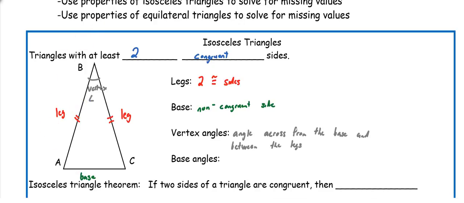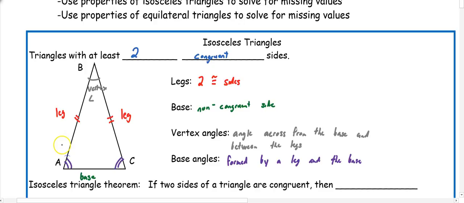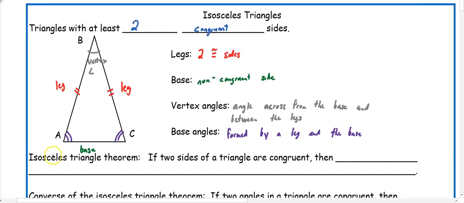And then we also have two base angles, which are formed by a leg and the base. So we have two base angles because there's two angles that are touching the base. They're also congruent because they are across from the legs. So with the isosceles triangle theorem, if two sides of the triangle are congruent, then the two base angles are congruent.